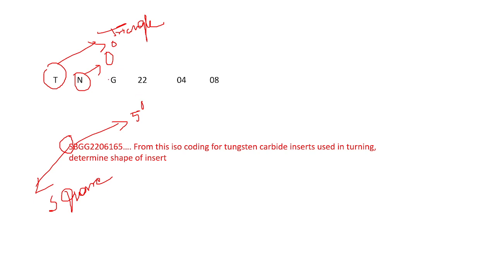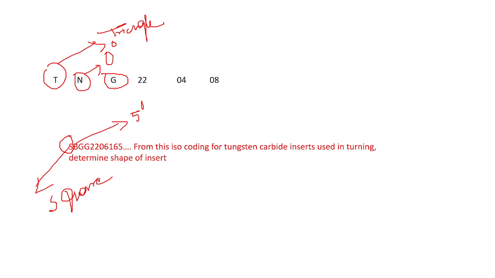Then it comes to G. Here G represents the tolerance. So the first letter, T or S, whatever it is, represents the shape of the insert. The next one represents the insert clearance angle, that can be N, B. Any doubt? Okay, so here the next one is G.